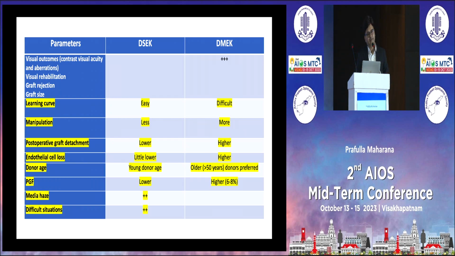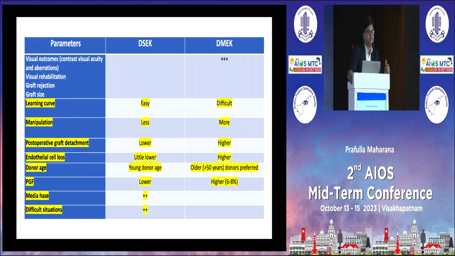However, with DSEC there are certain advantages, not in experienced hands maybe, but for somebody who has done maybe 50 to 100 DMEK, these points are valid for those surgeons. The learning curve is definitely easy with DSAEK or DSEC. Why? Because the donor preparation is quite easy and it's a thick graft. The graft attachment is quite easy.